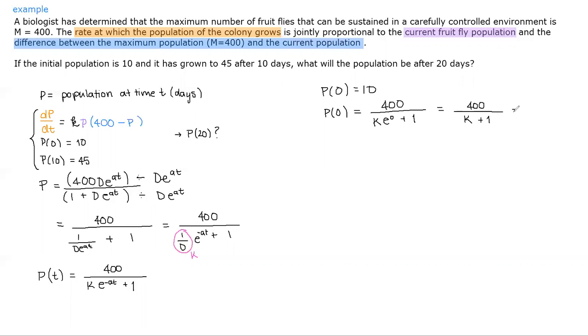Now, this is equal to 10 because I know that the population at time 0 is equal to 10, and this gives me the population at time 0. Now, if 400 divided by something is equal to 10, then that something has to be equal to 40. Oops, that something means K plus 1, not K. K plus 1, the denominator, has to be equal to 40, which in the end means that capital K over here is equal to 39.